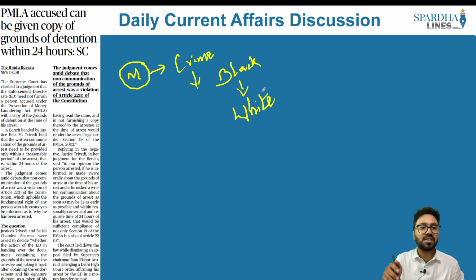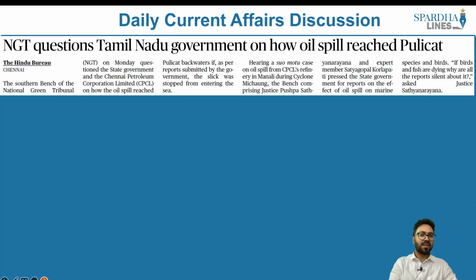Now the Supreme Court has clarified in a judgment that the Enforcement Directorate needs to furnish the accused under the Prevention of Money Laundering Act with a copy of the grounds of detention at the time of his arrest. The bench headed by Justice Bela Trivedi held that the written communication of the grounds of arrest needs to be provided within a reasonable period of arrest, that is within 24 hours, said the Supreme Court of India. It is this that we have to understand with respect to this article. Now let's look into the next article.